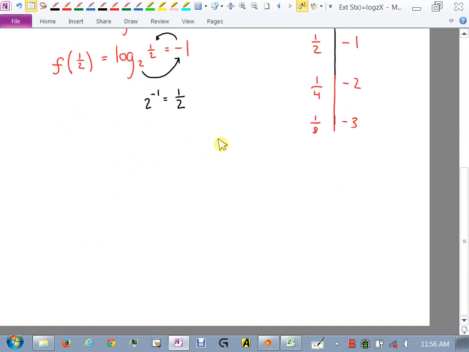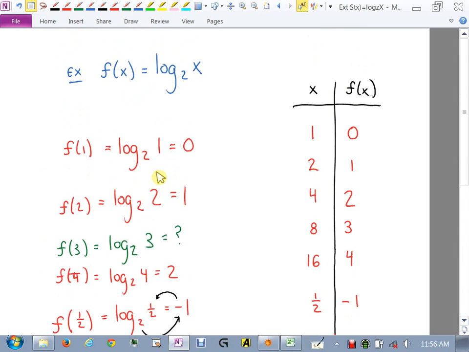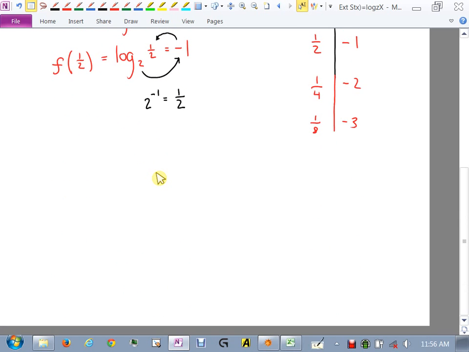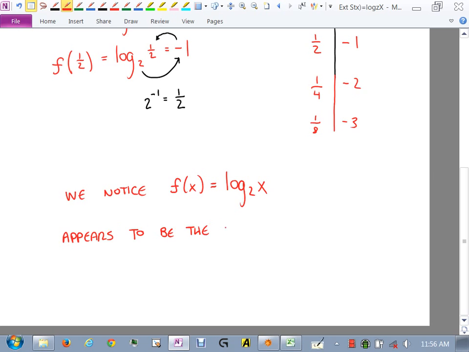All right. So this is a pretty big deal, all right? What we've discovered is that if we define the function to be log base 2 of x, it has a unique property that it will be the inverse of 2 to the x. So they should undo each other. So we notice that f of x equals log base 2 of x appears to be the inverse of what?